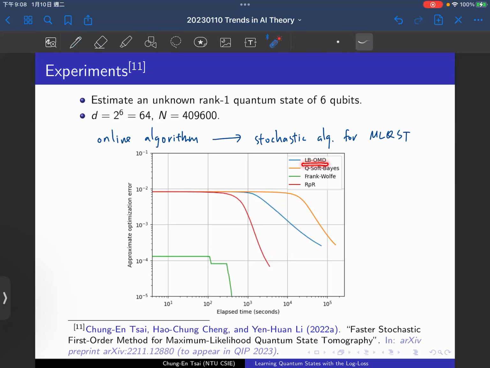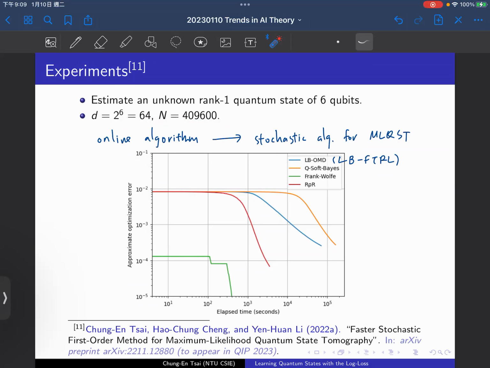So we consider the LB-OMD algorithm, and it has similar time complexity to LB-FTRL. And the QSOF-based algorithms we have mentioned before. There are two stochastic algorithms and two batch algorithms, and Aurora is used in practice. The setting is that we want to estimate an unknown rank 1 quantum state of 6 qubits. The dimension is 2 to the 6, so it's 64, and the data size is 400,000.